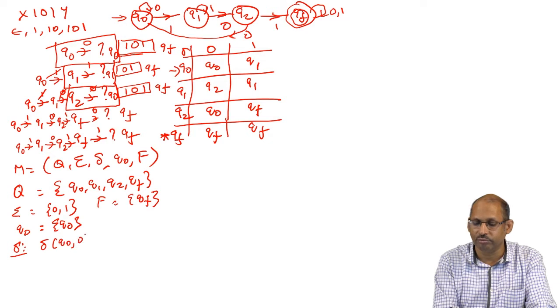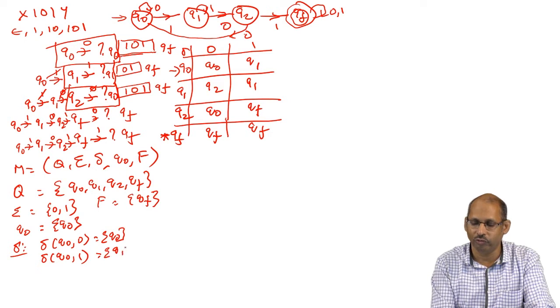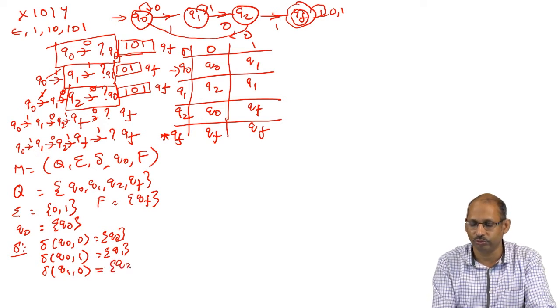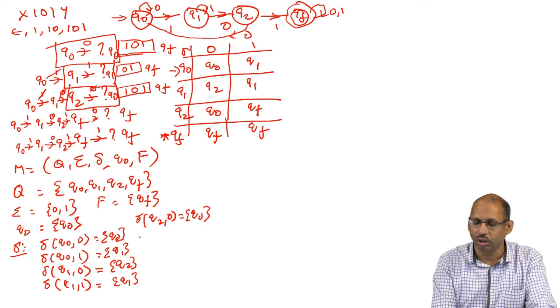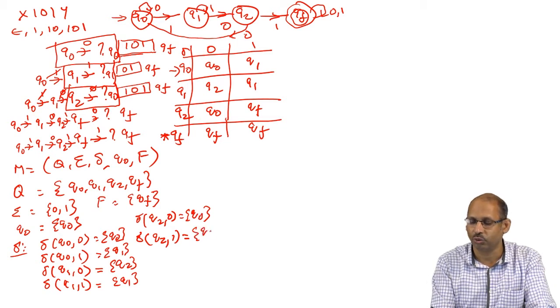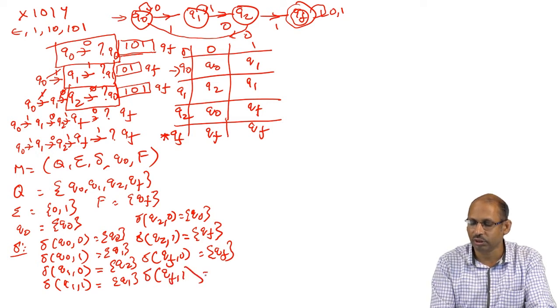Then, what are the transitions? Q0 on 0 is Q0. Q0 on 1 is Q1. Q1 on 0 is Q2. Q1 on 1 is Q1. Q2 on 0 is Q0. Q2 on 1 is QF. QF on 0 is QF only. QF on 1 is QF only.